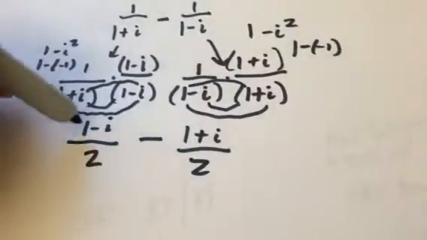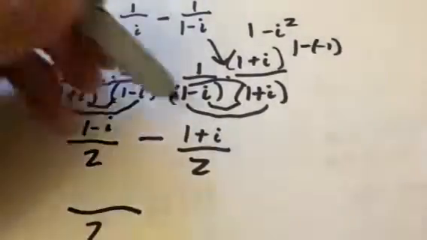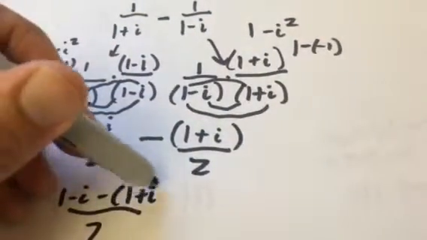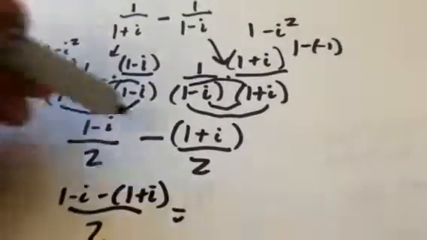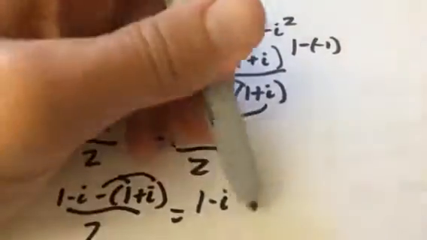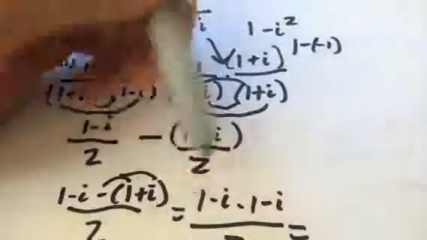So now I can just do the subtraction. Since they're both in terms of halves, it's this minus that. And that negative is going to get distributed into there. So it's 1 minus i minus 1 minus i over 2.